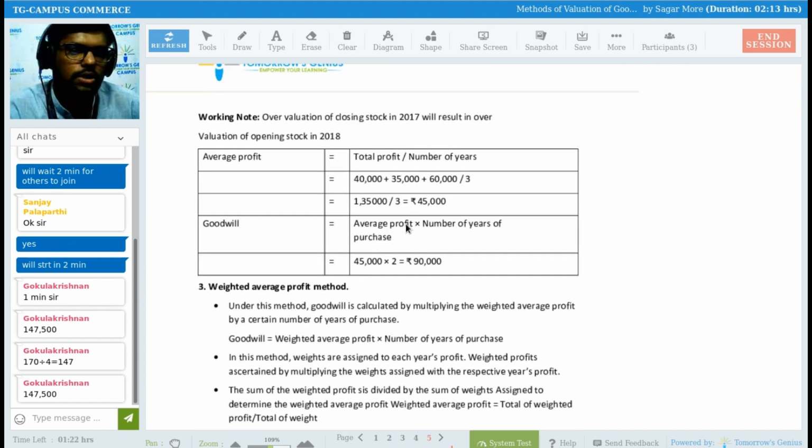So 90,000 is my answer. And the answer is correct. Absolutely correct. Right? Okay. So this is nothing but simple average. So what about weighted average then?